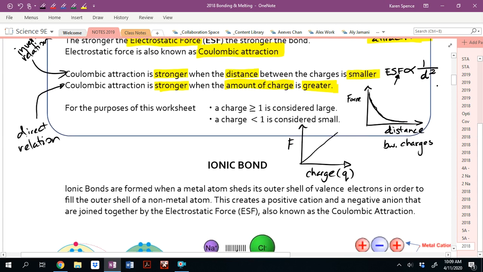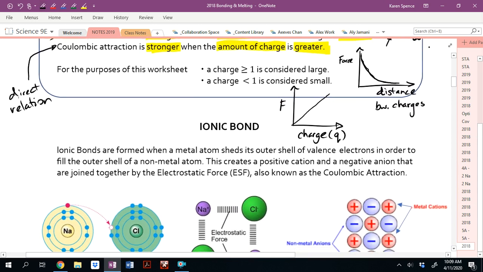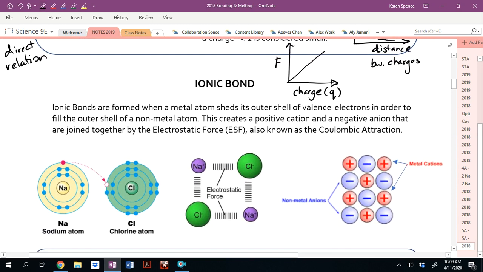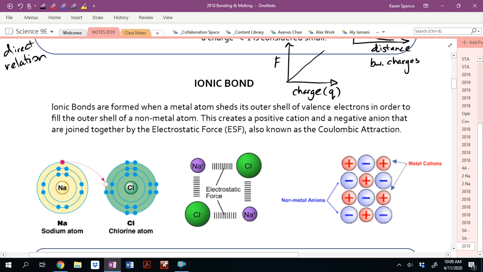Okay, and we're just going to review for ourselves what is happening in an ionic bond. So this is our ionic bond. Remember, what kind of things does it occur between? That would be your metal plus non-metal, and we will end up with an ionic compound.